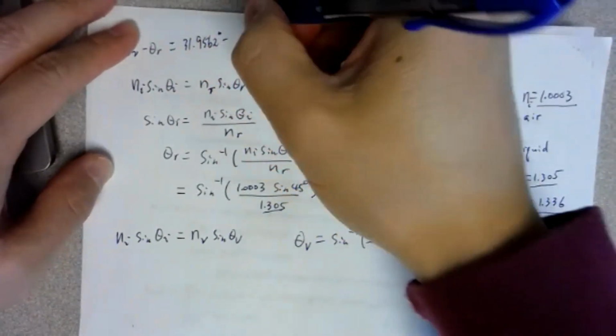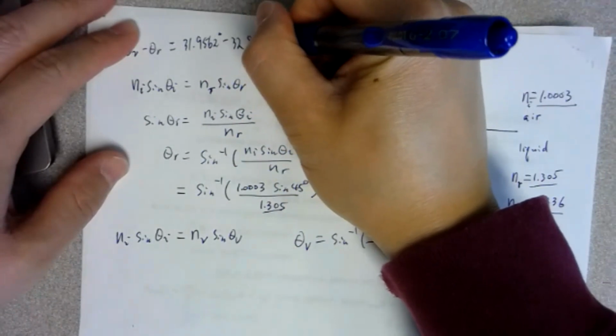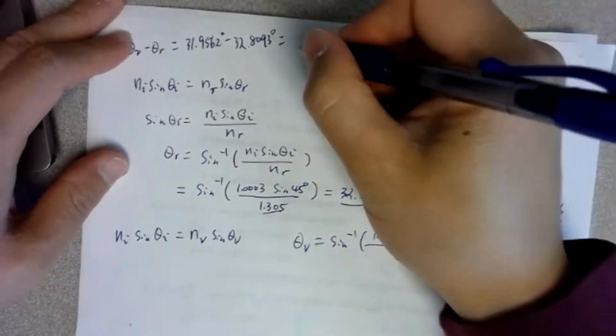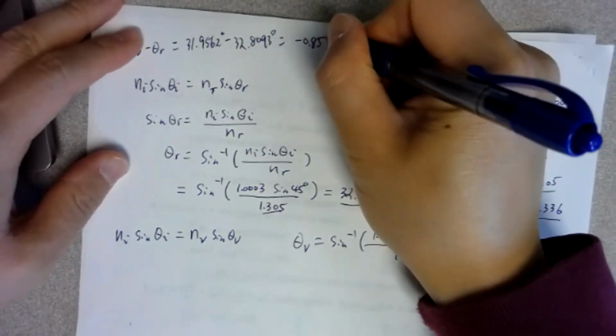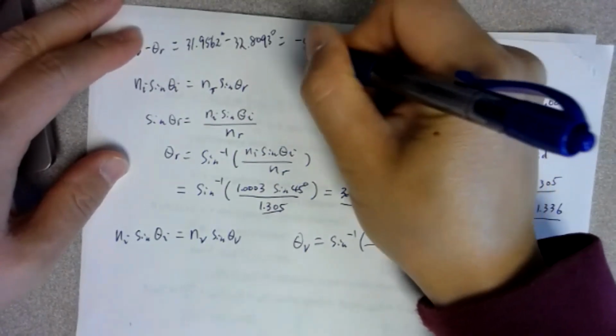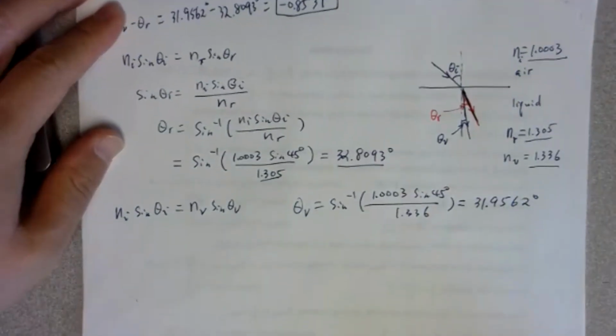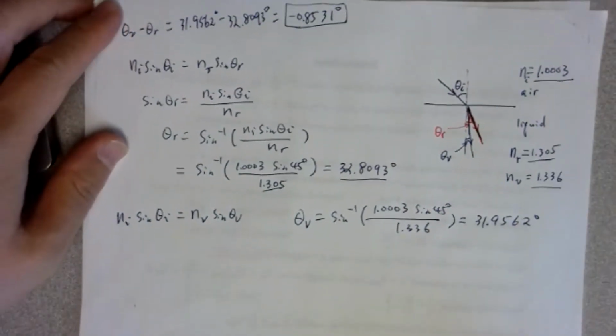So for the difference of the two angles, you take those two numbers back up here: 31.9562 degrees minus 32.8093 degrees. So that gives you minus 0.8531 degrees as the angle of dispersion.